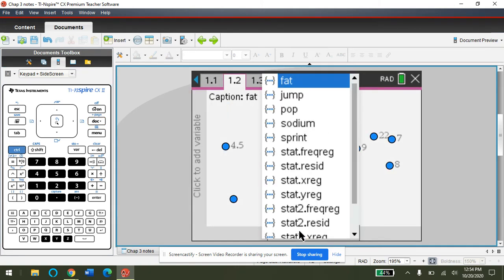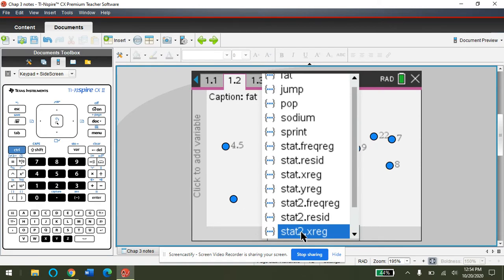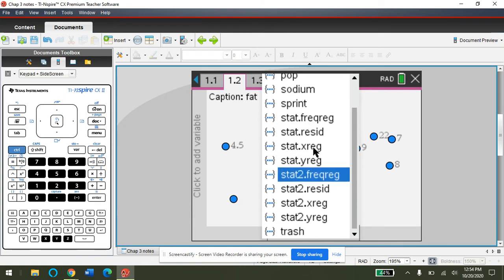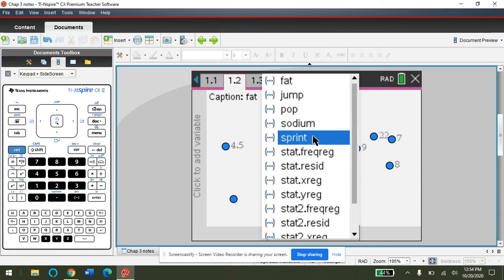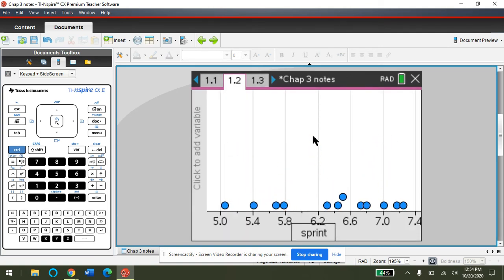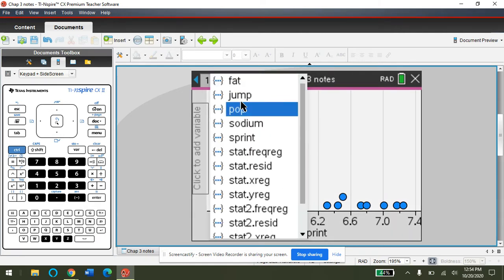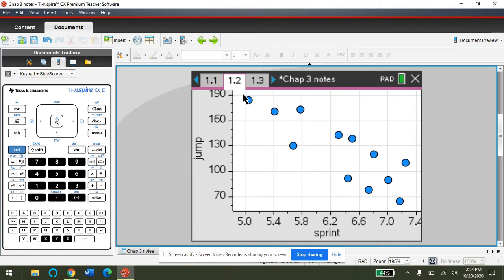Come down here, we've done this before. Now, I just popped up a whole bunch of stuff because I have all my other variables. I will explain what all these mean in the next lesson probably. But I'm going to put sprint on my x-axis. That's a dot plot. If you come over here and click Y and we want jump on our y-axis, now we have a scatter plot.